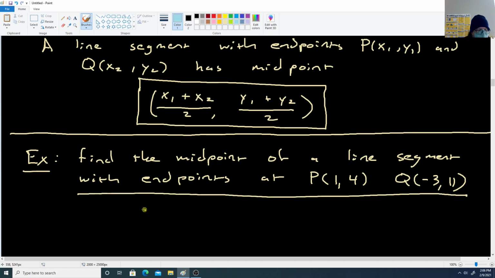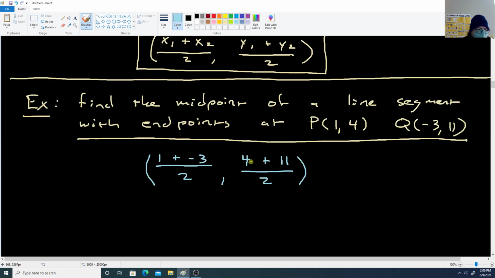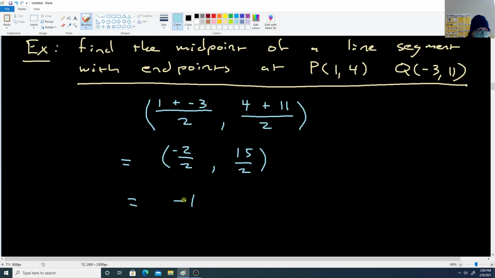So to use the midpoint formula, we basically add the x values together, 1 plus negative 3, we divide it by 2, and then we do 4 plus 11, which are the y values, we add those together and cut it in half. So I simplify it down. 1 plus negative 3 is negative 2 over 2. And then 4 plus 11 is 15 over 2. And if we simplify that, negative 2 over 2 is negative 1. 15 halves doesn't turn into anything nicer. And we get our midpoint is this.